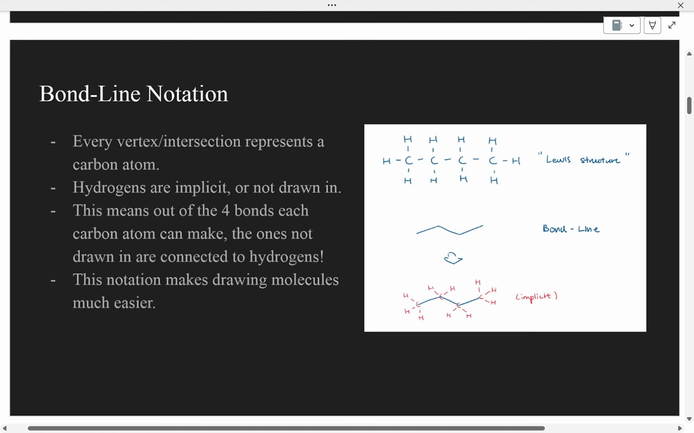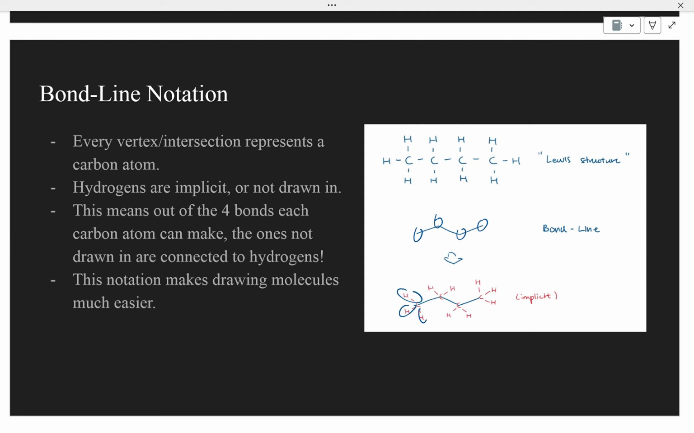So on the top here, you have your classic Lewis structure that shows all the different atoms. But now we're going to use something called bond line formula, or bond line notation. So in bond line, each of the vertices here represents a different carbon atom. So for this, we have four carbon atoms, and you can see on the bottom, I've drawn them out here. So we have C, C, C, C, and then, remember, carbon makes four bonds, so we fill in the rest of the hydrogens.